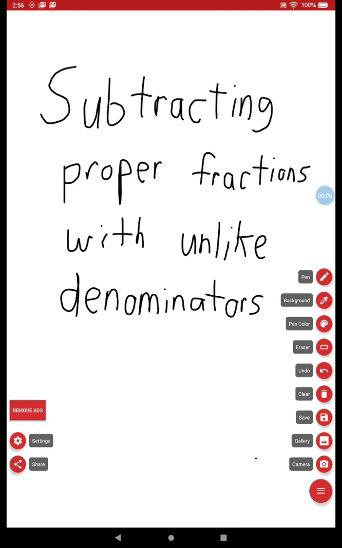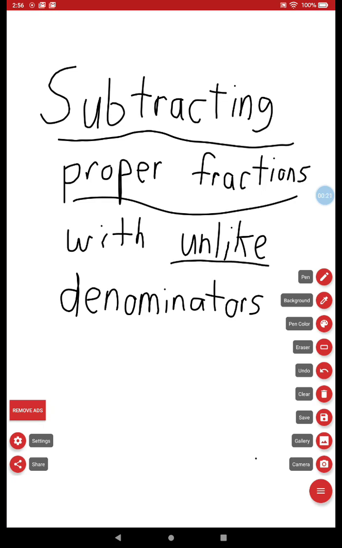We're going to be looking at subtracting fractions, week 2, your second week in this unit. Today we're going to be working with subtracting fractions, still proper fractions, but now we're going to add the extra challenge of having unlike denominators. Last week you worked with all like denominators. This week's going to be unlike. All right, let's jump into it.